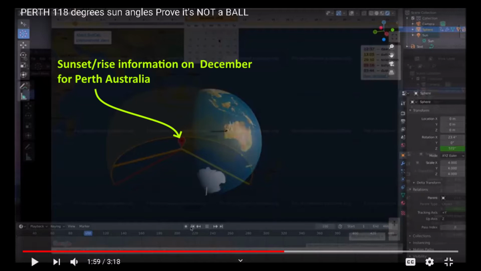So what he did was go into Blender, make a globe model, put the sun in, and try to see the angles. He was interested in December. He brought in the sunset and sunrise information from Time and Date for December in Perth, Australia. Then he put in a gnomon and showed where its shadow is rising, and he says it's not matching. Yes, it's not matching on his model. But is it really not matching?